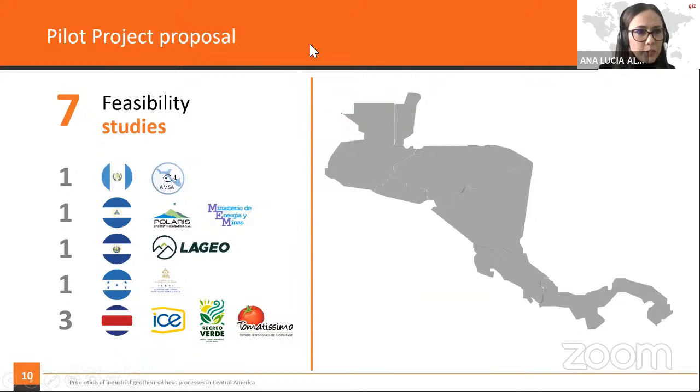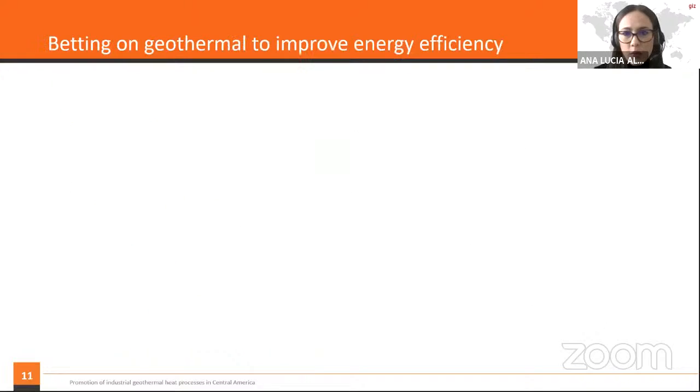In the first phase of our project, between 2016 and this year, we did 7 feasibility studies. And you can see here the numbers of them and the countries. We did 3 in Costa Rica. We did 1 in Honduras, 1 in El Salvador, 1 in Nicaragua, and 1 in Guatemala, sorry. And from these 7 studies, we had some very good results in 5 of these 7. We will be working on them in this second phase.